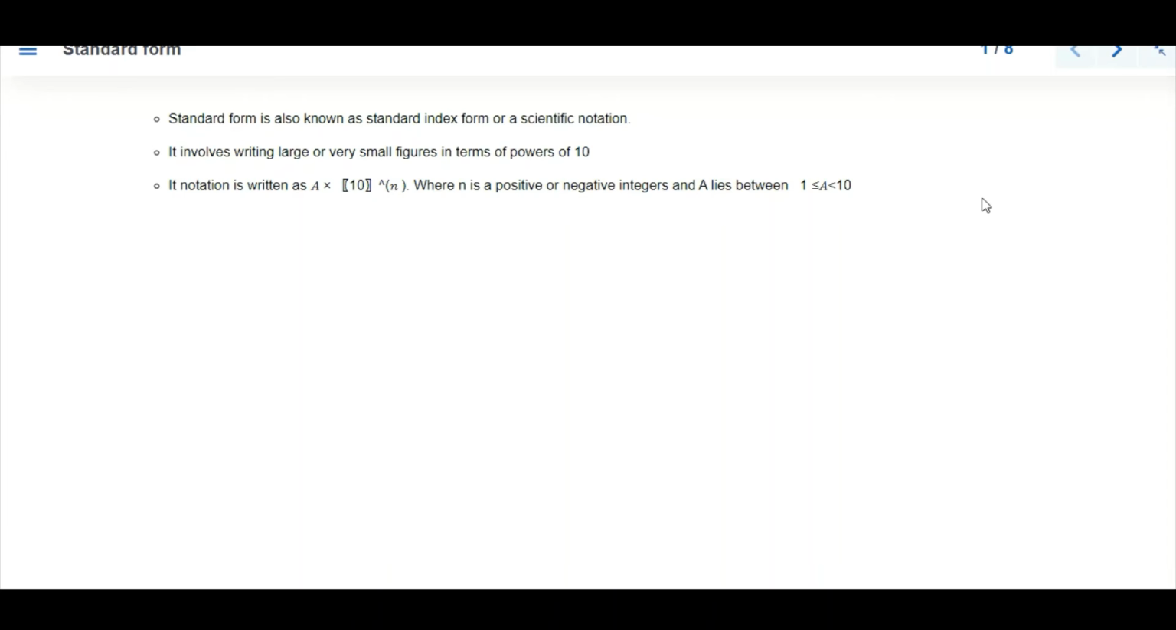Now, what is standard form? We can also refer to standard form as standard index, or it can be denoted as scientific notation. Now, when do we use standard form? It involves writing large or very small figures in terms of powers of 10.